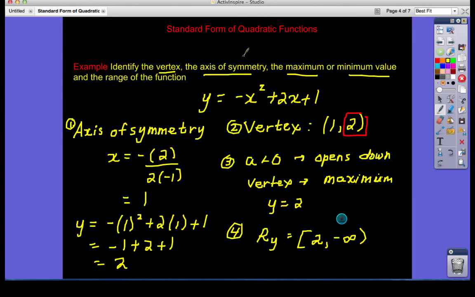Okay, and so that's really going to do it for the standard form of quadratic functions. Now, I didn't focus on any graphing here. I focused on some of these key ideas, identifying the vertex, axis of symmetry, max and min, because those all can be used to graph.